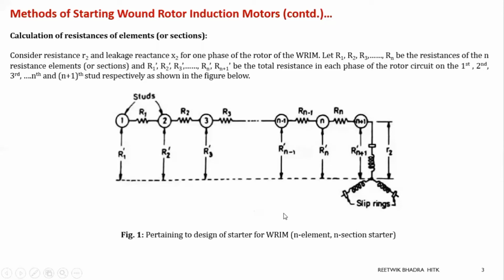So if I consider one phase only, that will go for the other two phases. So we have taken only one phase over here and connected the resistances as follows. So R1, R2, R3 all are connected like this. These are called your studs, means connection points. First, all the resistance will be connected, so the handle will be at 1. So R1, R2, R3, Rn minus 1, Rn all will be connected to this. So current will be limited.